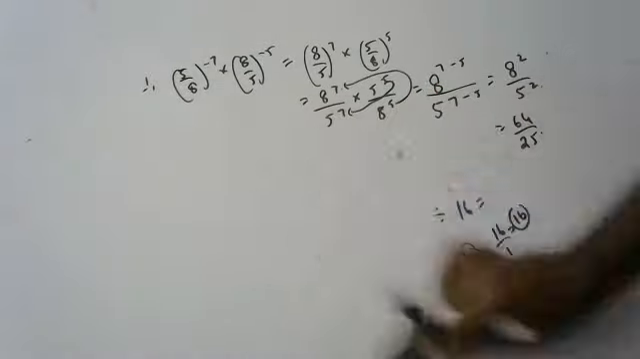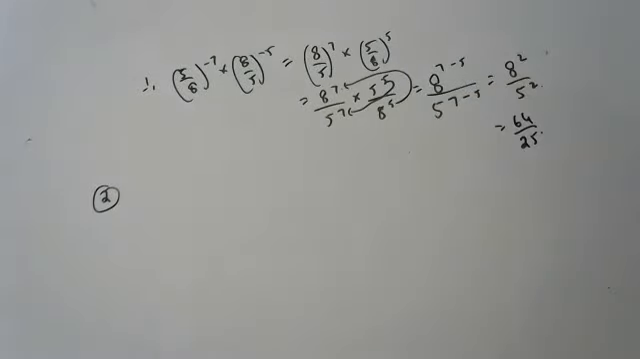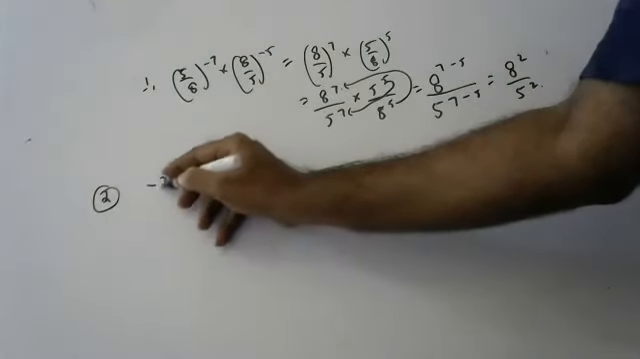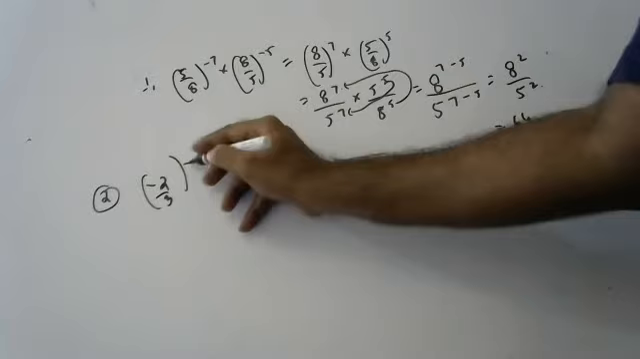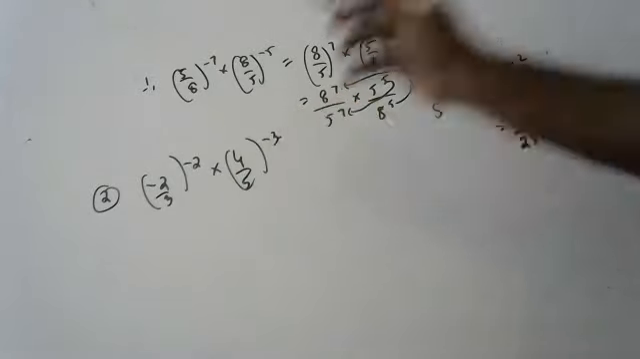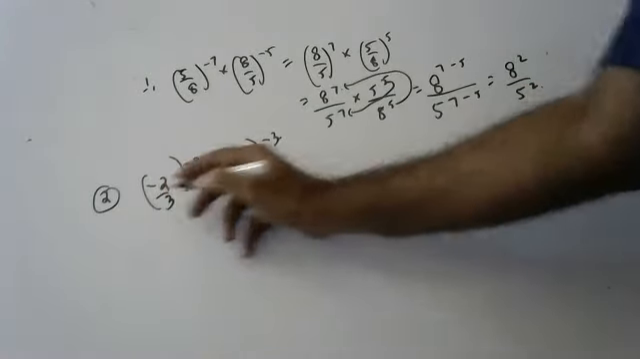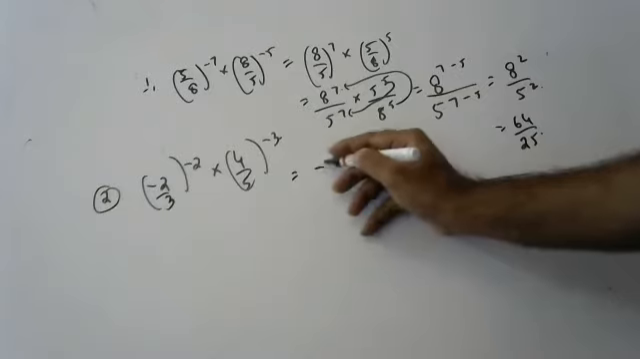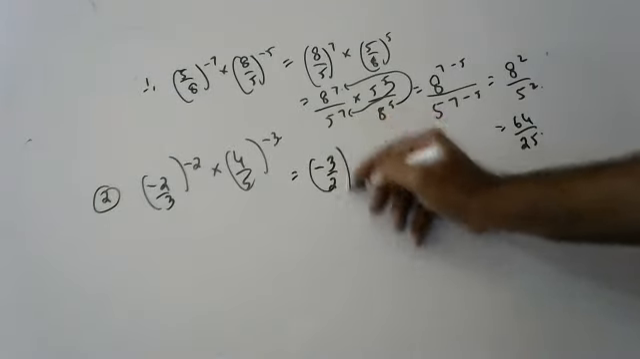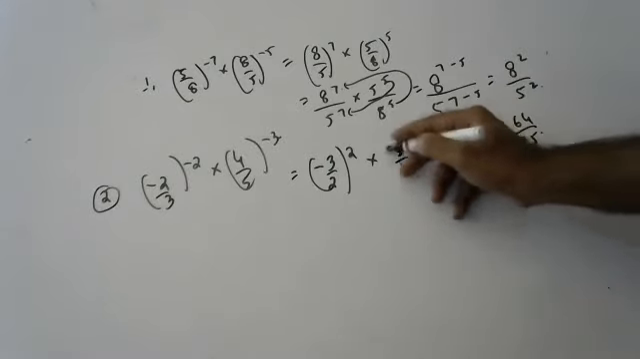Next, Sujit. Yes, sir. Minus 2 by 3 to the power of minus 2 into 4 by 5 to the power of minus 3. First remove the minus. Minus 3 by 2 to the whole power of 2, and 5 by 4 to the whole power of 3.